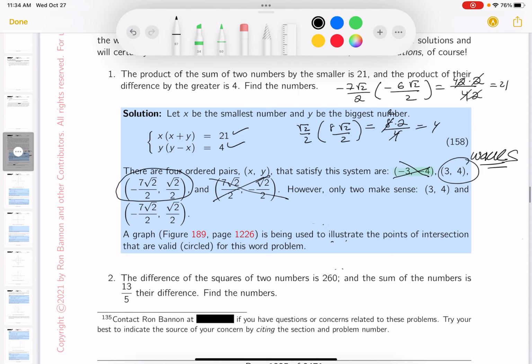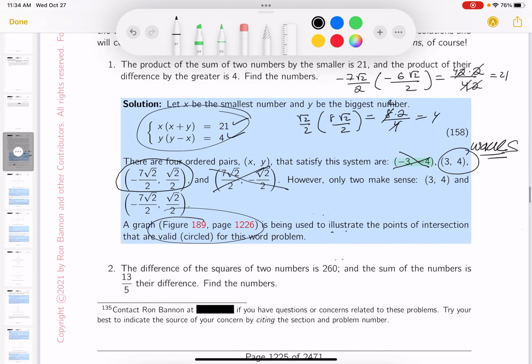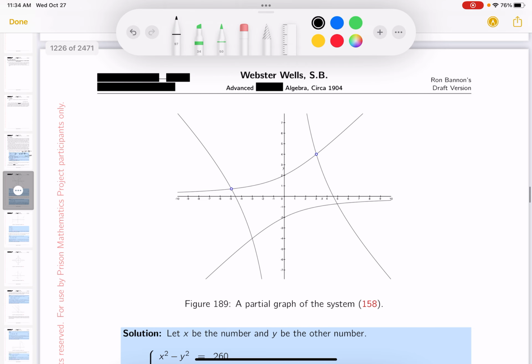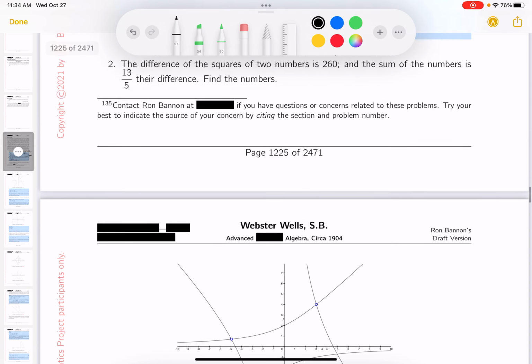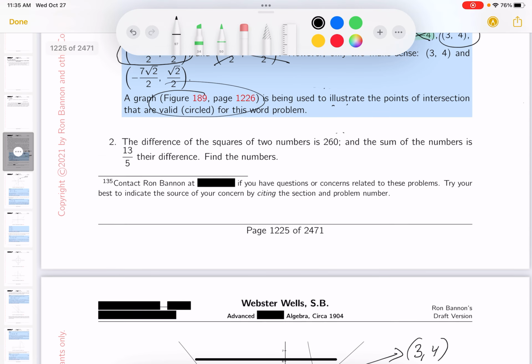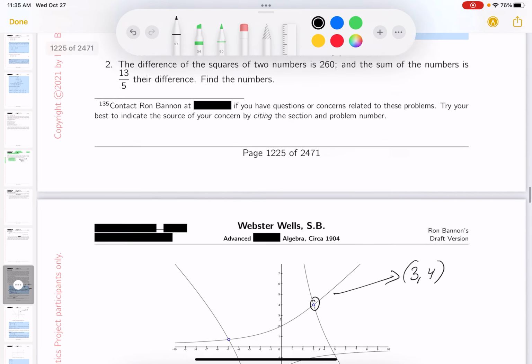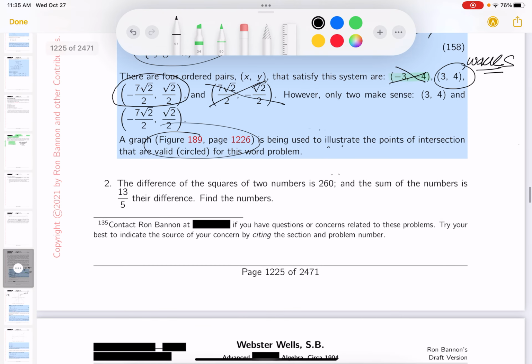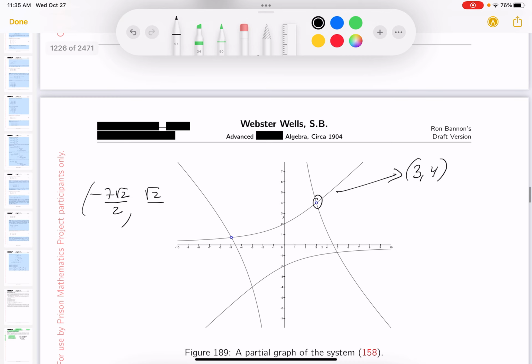Okay, also what I do is I graph the system out for you, and it says it's figure 189 on page 1226. Those page numbers may change, and the figure numbers may change, all right? And what do I see? I see those solutions over there. Now, someone says, what solution are you seeing? I'm seeing the solutions that we said would work, 3, 4. Where's that? Right over here. And the other solution we're seeing is going to be that minus 7 root 2 over 2, comma, I'm just copying it down, root 2 over 2. And where's that point? Right over here.